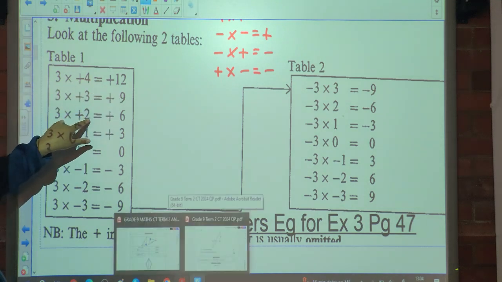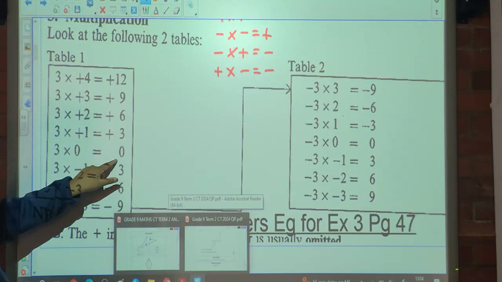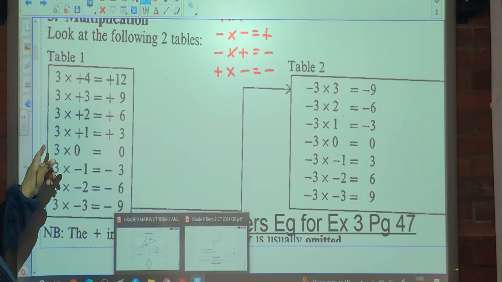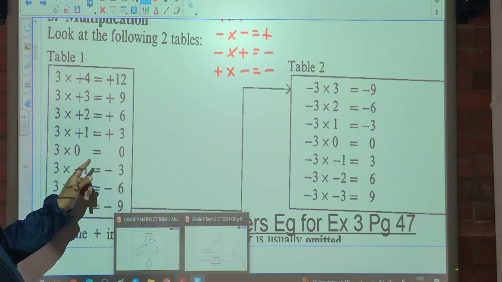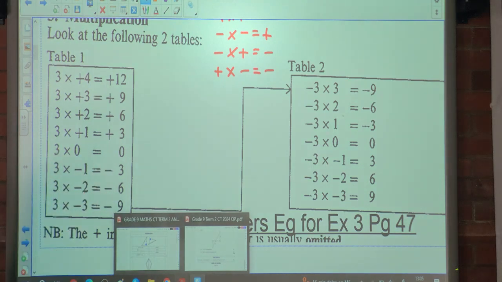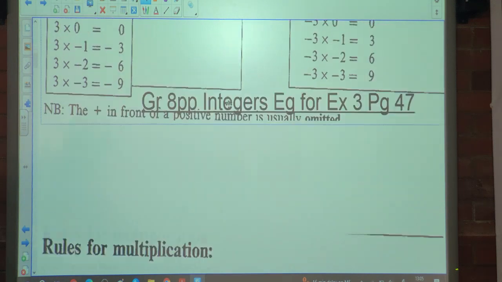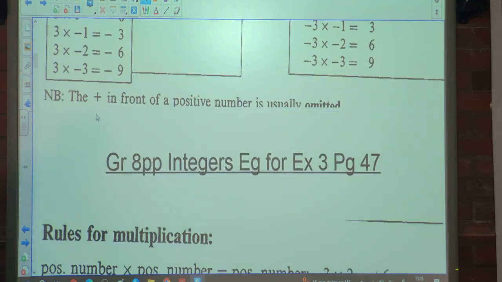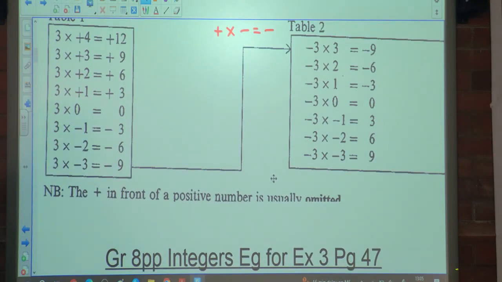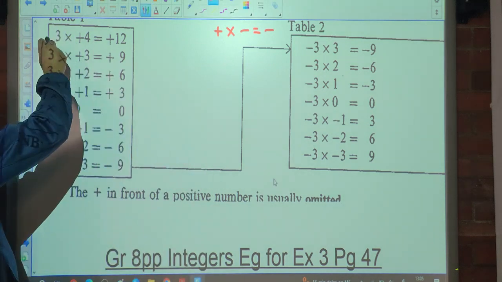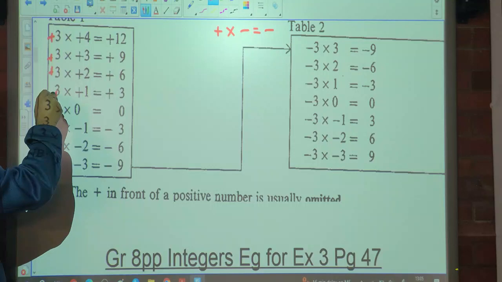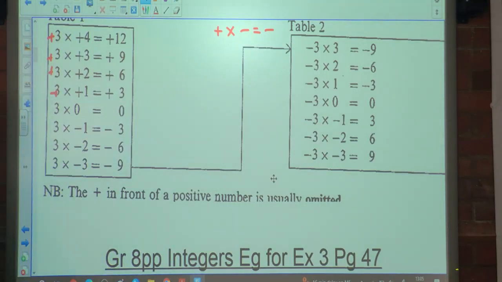3 times 3 is 9. 2 times 3 is 6. 1 times 3 is 3. 0 times 3 is 0. And 3 times negative 1 is negative 3. Why? Because a positive times a negative is negative, and so on. Then we get to negative times negative is a positive. Important to note, the positive sign in front of positive numbers is usually omitted, which is left out basically. If there's no sign, we know it's positive. If there's a negative, they will write negative. You will agree with that? Yeah.